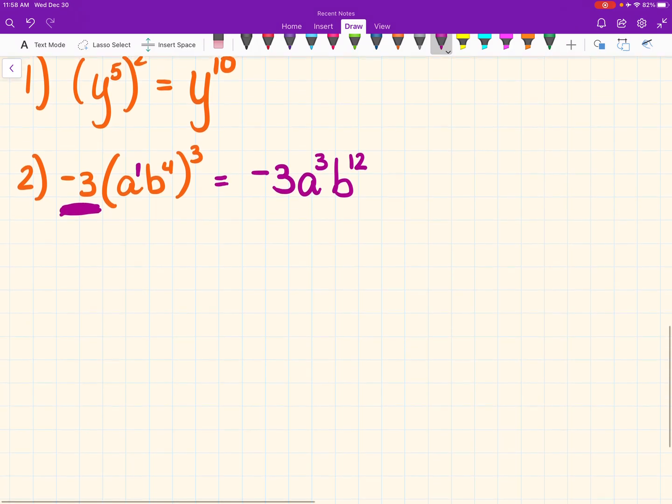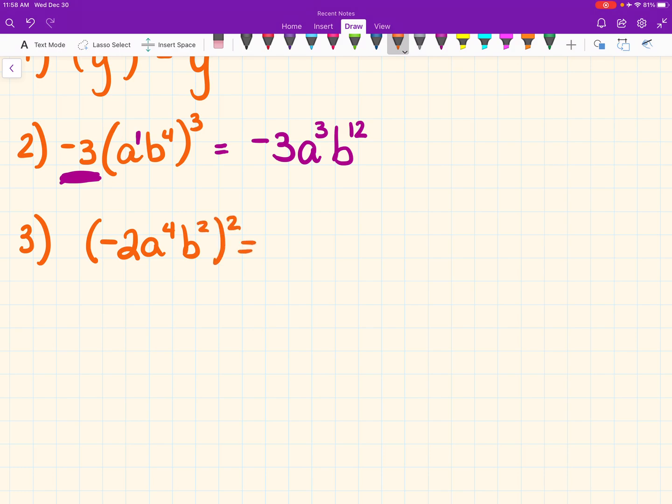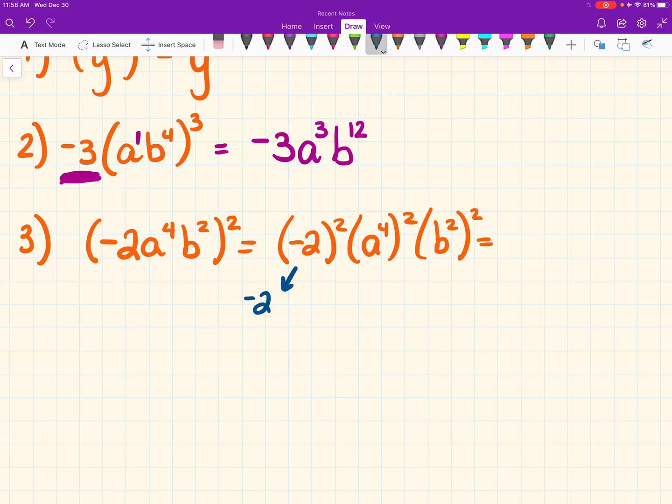Okay? Let's try another more complicated one. Number 3. Now this time I'm going to put the number in the parentheses, and that's going to change things. So what this really means is negative 2 squared, a to the fourth squared, b squared squared. And this is where you got to be careful. Just so you know, this means negative 2 times negative 2. What's a negative times a negative? It's a positive, so this should be positive 4.